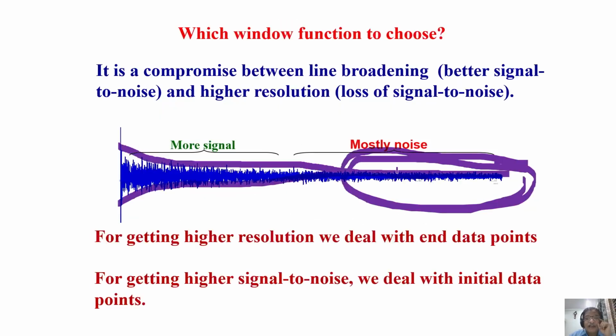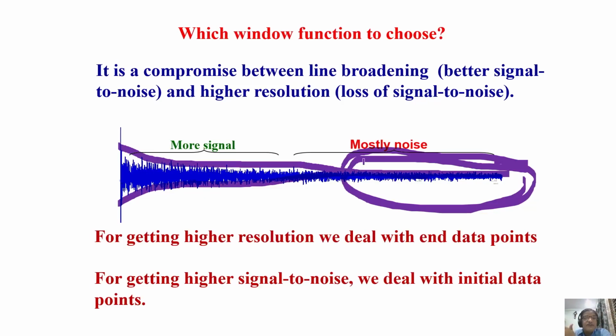Remember, we are multiplying two exponentials. As I said, these two exponentials give exponential a plus b, which I showed in one of the slides. That means you are adding the line width. If I multiply by a function, let us say this is called a line broadening function. If the line broadening function is 1 hertz, what does it mean?